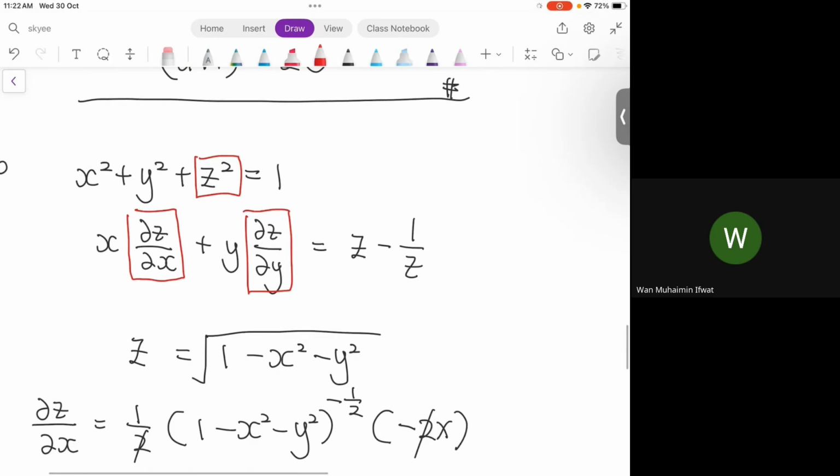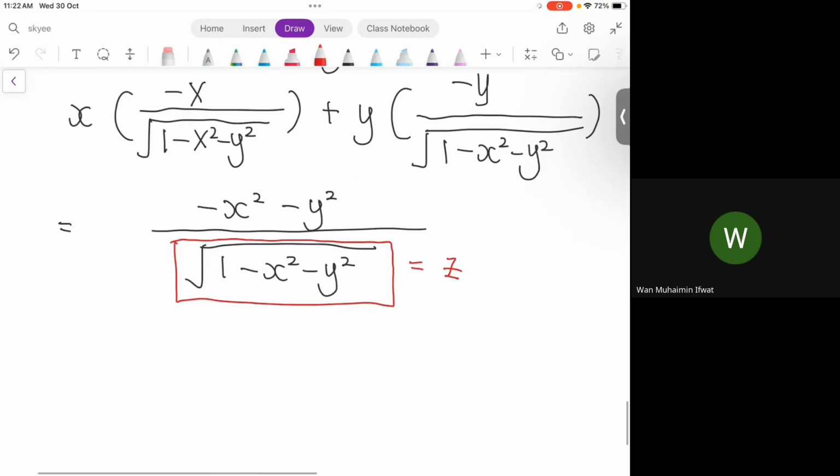See, it is equal to z. So I will replace it with z. Okay, I will replace it with z. Okay, how about this? How am I going to relate it with z?